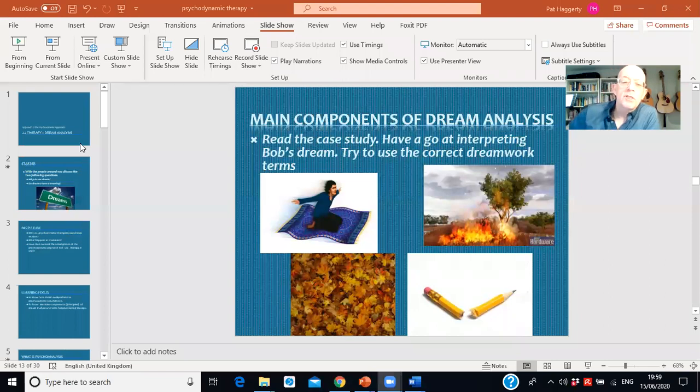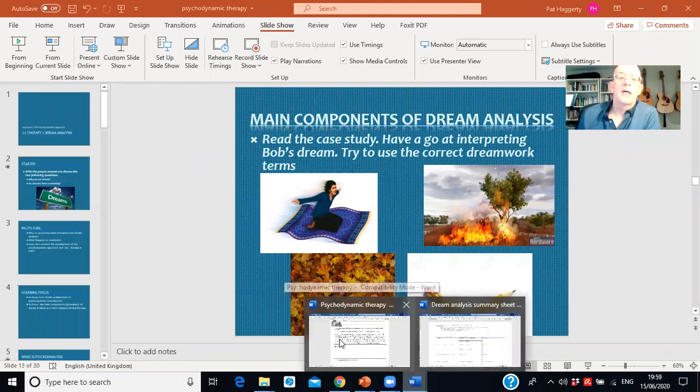Okay, so what I'm going to show you first, I'm going to share my screen with you. So on my screen, I've got the PowerPoint. Also, below, down here, I've got two Word documents. I've got the summary sheet for dream analysis, and I've also got the handout. So I've got those two things which are very useful.